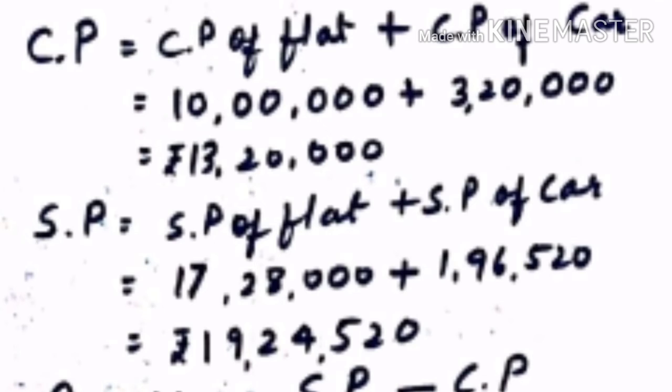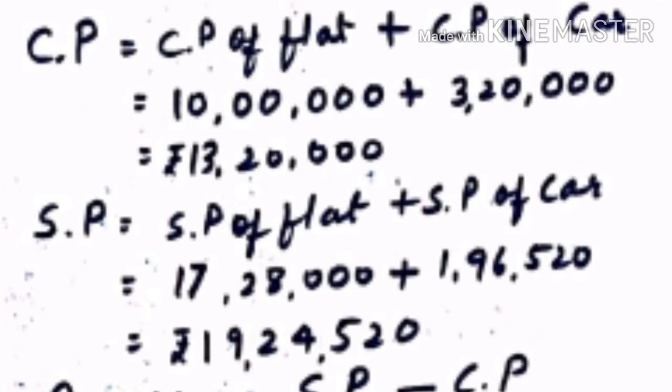Now it is asked whether we get profit or loss at the end of 3 years. So we have to first find total CP. Total CP, that is CP of flat plus CP of car. So that is the beginning value of flat 10 lakh and car is 3 lakh 20,000. Adding them we get 13 lakh 20,000, our CP.